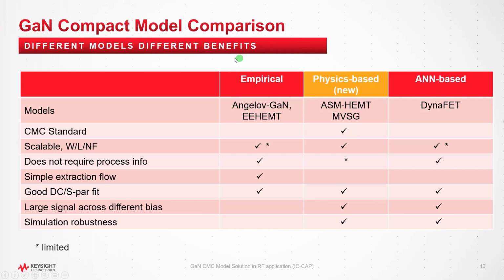If we kind of compare, so we have three broad categories here: empirical, physics-based, and neural network. So Angelov GaN and EE-HEMT, they are scalable with some limitations. They do a really good fit on DC and small signal S parameters. But you notice when you go to a physics-based model like Asm HEMT and MVSG, you get a lot more fit under large signal conditions. It's fully scalable on geometry, on temperature, and it's a CMC standard. They literally started with like 10 models and weeded it down to these two over many years. So you can trust these two models.